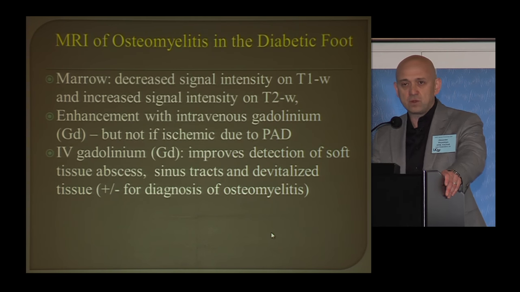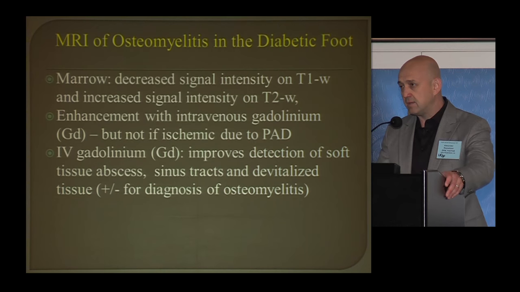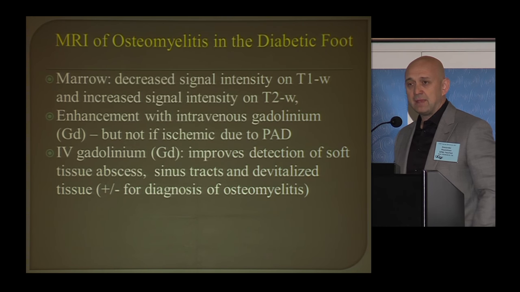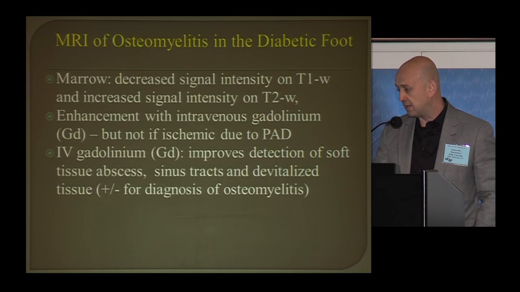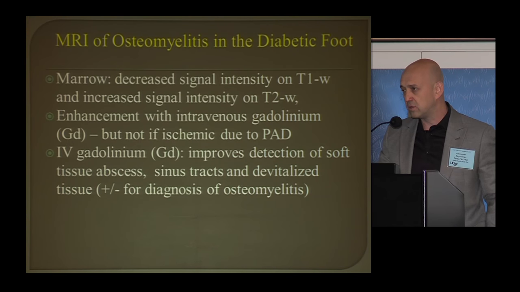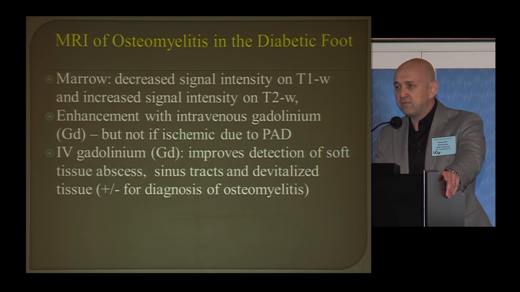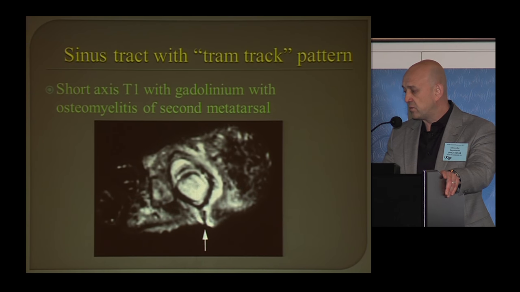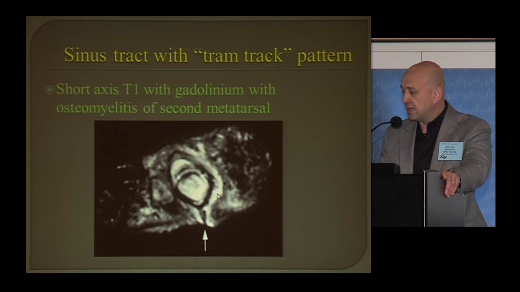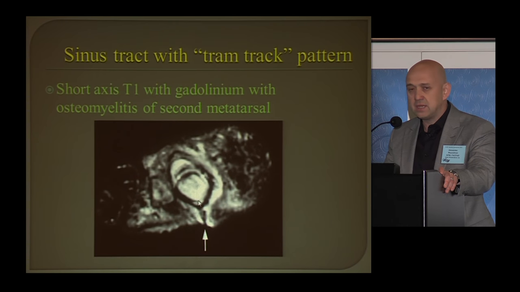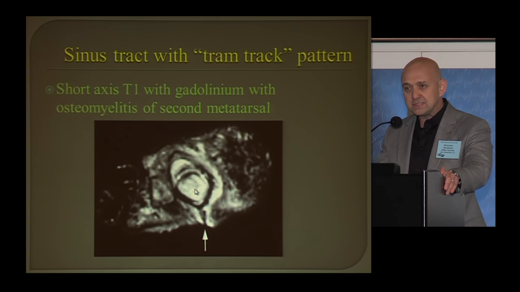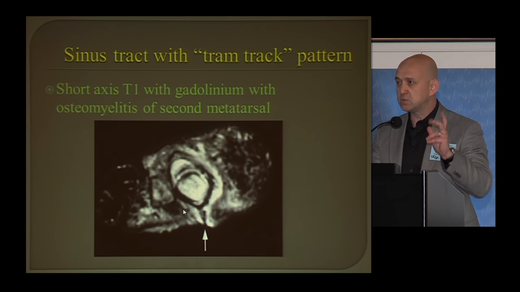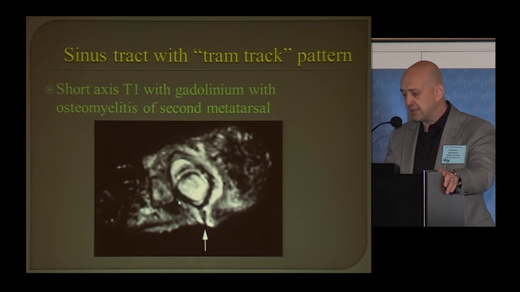The other thing that we may request when we order MRI is IV gadolinium. Sometimes IV gadolinium can help us, and sometimes it may not. It doesn't really help us in PAD, so when we have patients with PAD, there's really no reason to order gadolinium. It does help us with differentiating soft tissue abscess, necrotic tissue, or sinus tract. So in this picture, a coronal section of a metatarsal, the gadolinium enhancement is the white area here, and in the middle you're seeing the sinus tract. When you see a sinus tract communicating directly to bone, along with bone marrow edema, that's typically consistent with osteomyelitis. So when you see those two signs, it pretty much tells you that osteomyelitis is present.